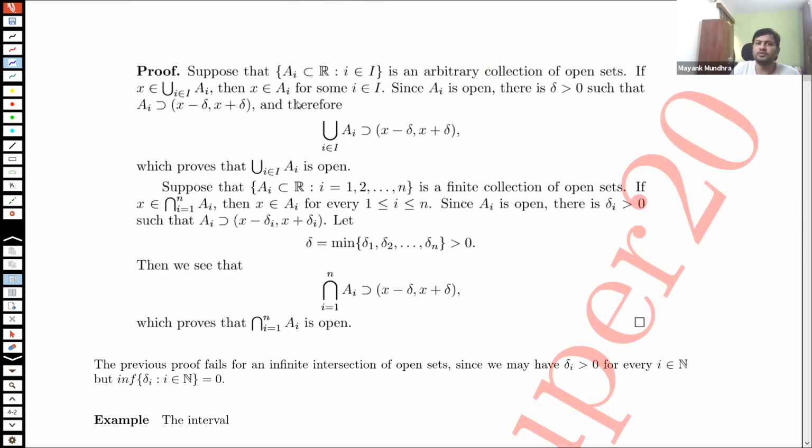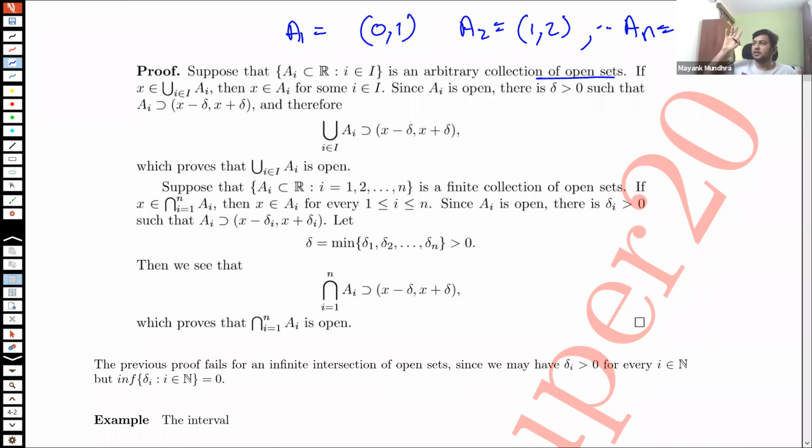So suppose A_i is an arbitrary collection of open sets. So A_i is a set of sets. You can say, let's say set A1 is open interval 0 to 1, set A2 is open interval 1 to 2, and A_n, and so on, A_n is the set n minus 1 to n. You can construct a finite number of sets, or you can go on like this till infinity. So that's going to be a collection of sets A_i. It could be anything, I don't know for now.